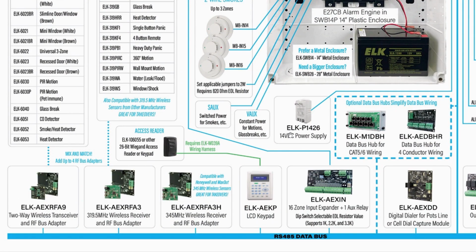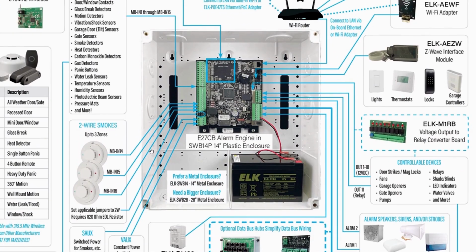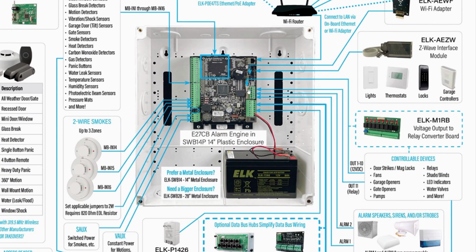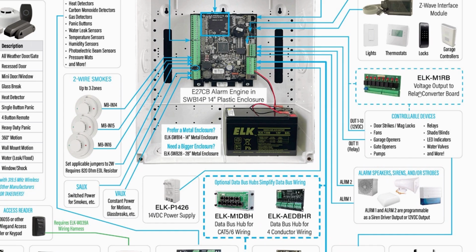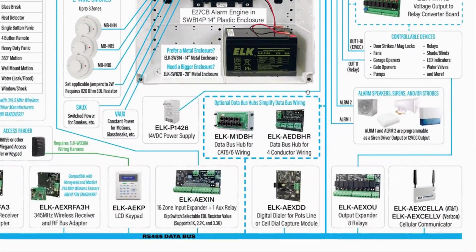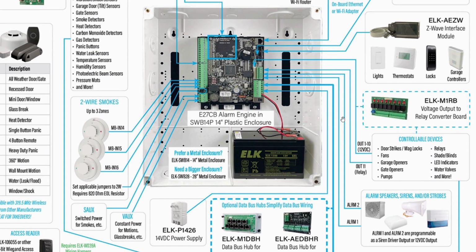Next I want to talk about outputs. If we move over to this side of the board, our outputs are mainly contained on the main board on this side, but we also have some expansion modules that you can consider as well. We have the ELK M1RB board, which can be used on the E27 as well by utilizing the programmable outputs jumpers. And then we also have our XOU, which is our expansion module that can go onto the system's bus. You can have up to 32 total outputs on the system.